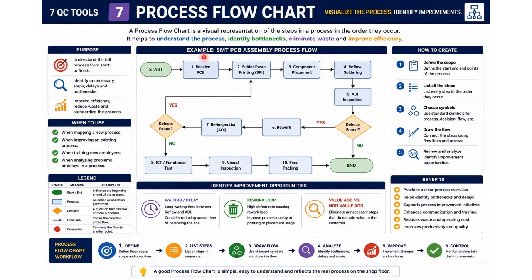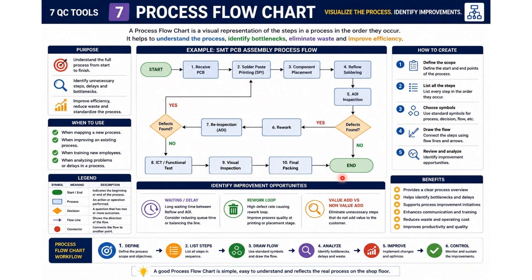In this SMT PCB assembly example, the process starts with PCB receiving, followed by solder paste printing, component placement, reflow soldering, and AOI inspection. If defects are detected during inspection, the product moves to rework and reinspection. If no defects are found, it continues through ICT or functional testing, visual inspection, final packing, and finally reaches the customer.